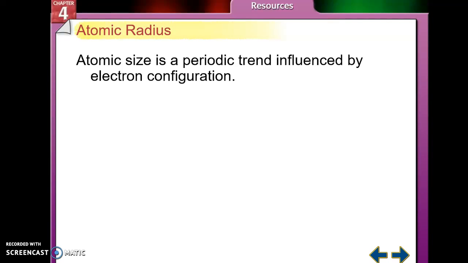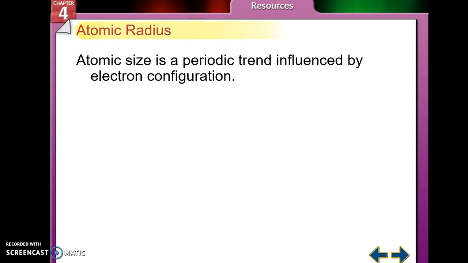Welcome to video 6.5, periodic trends. We're going to talk about a couple of different trends, and when I say trends I mean what generally happens as you go across or down the periodic table. The first periodic trend is atomic size, or atomic radii.